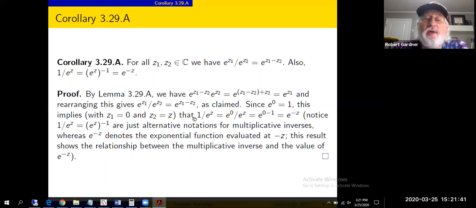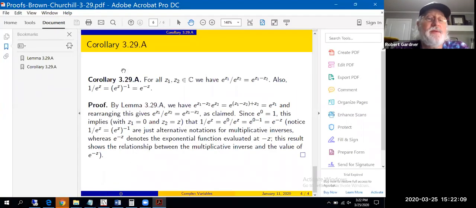So if we want to look at 1 divided by e to the z, that would be e to the 0 divided by e to the z. We've established now this piece of the claim, so we can write that as e to the 0 minus z, which equals e to the negative z. That equals e to the z inverse. That's just notation for the inverses, establishing the second part. So back to the notes.